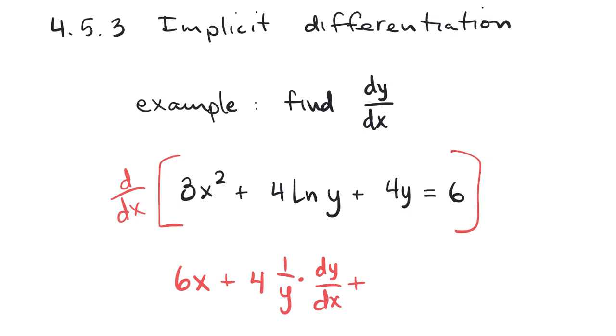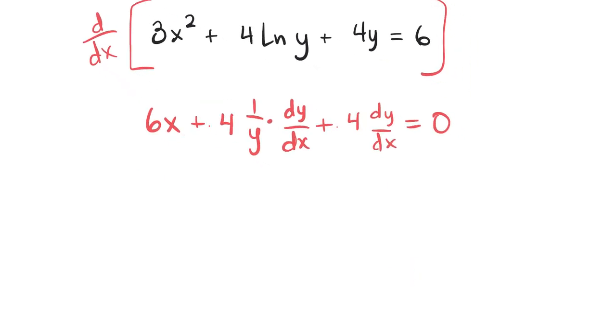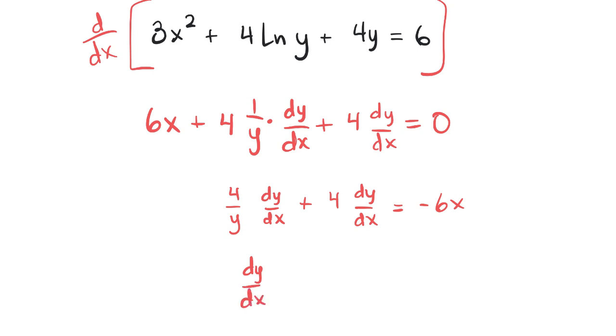Now the derivative of 4y is 4 dy dx. And then the derivative of 6 is 0. Okay, now we need to get dy dx by itself, so I'm going to move the 6x to the other side by subtracting. Now both of these terms have a dy dx. So I'm going to factor that out.